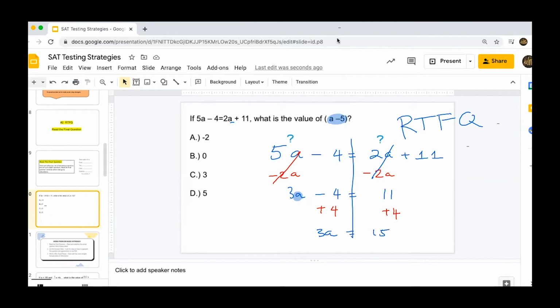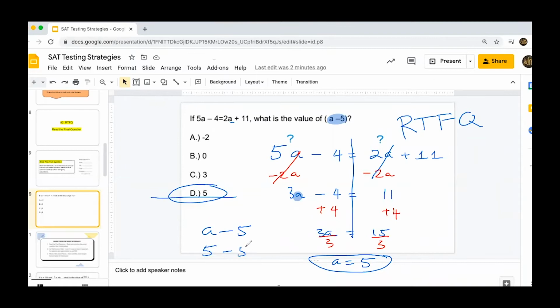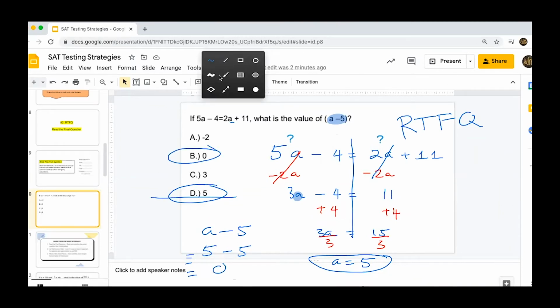And then we're going to do the opposite of the operation again. So at this point, we're going to divide by 3. And then we're going to get A equals 5. We are going to be so happy, and we think that the answer is going to be 5. But it will not be, because the final question says A minus 5. That's going to bring us to 5 minus 5, and the answer is going to be 0. So it is very important that you read the final question so you don't waste time working on something and end up still not getting the right answer. So that's strategy number 2.